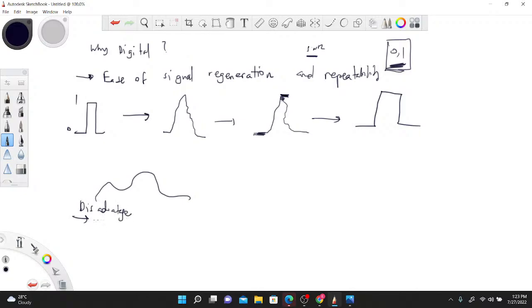Now, one disadvantage is that in digital communication systems, let's say I have a transmitter like this, and I have a receiver like this.